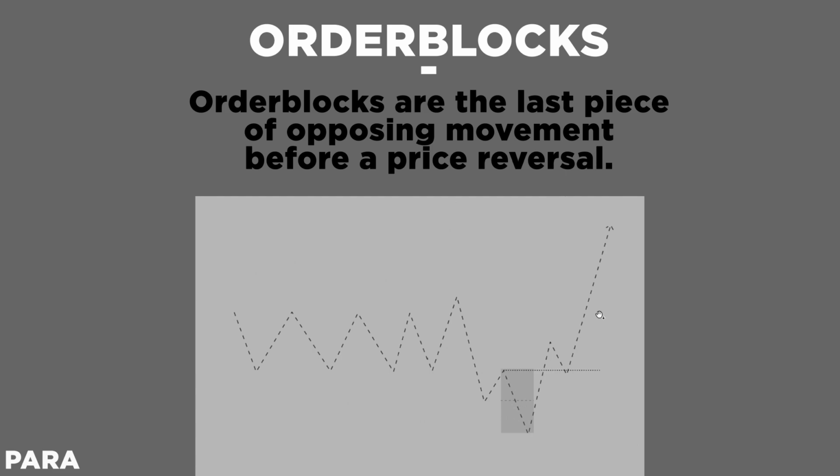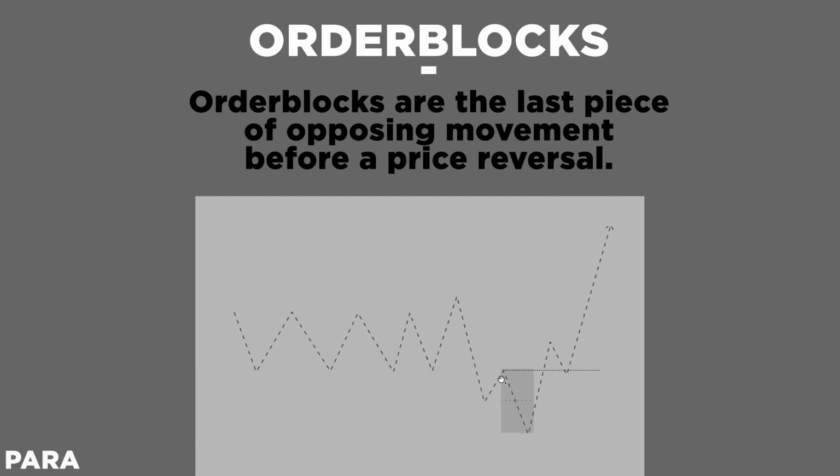All right, we're in the order block PDF now, and a very simple explanation of what an order block is. Order blocks are the last piece of opposing movement before a price reversal. Take a bullish move, for example. Before that bullish move happens, assume that we're in a downtrend, okay? The last piece of that bearish move is called an order block. You look at this image here, and you can see a box that I've marked on the bottom part.